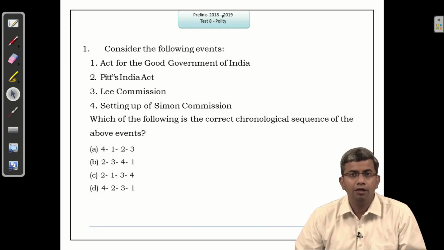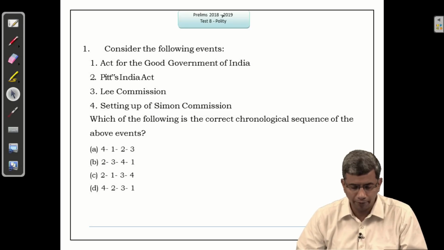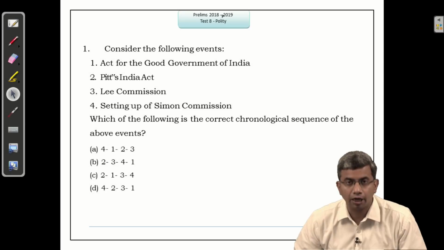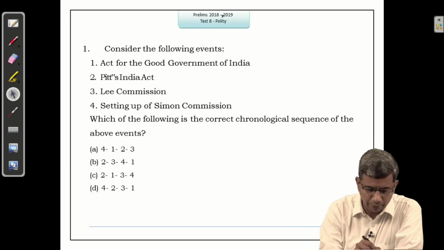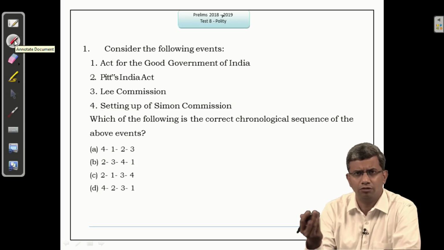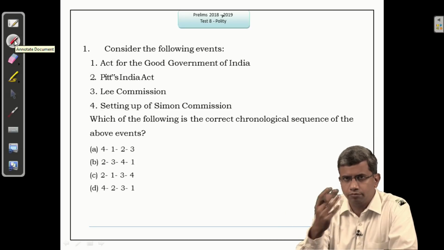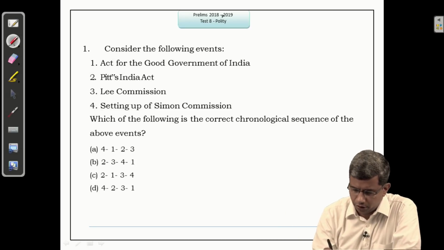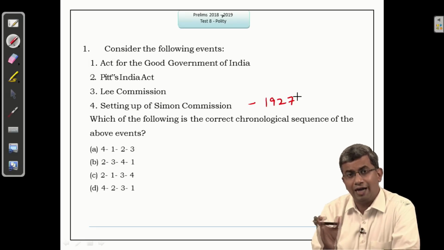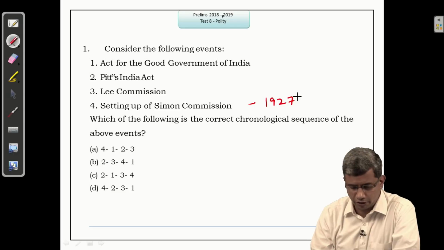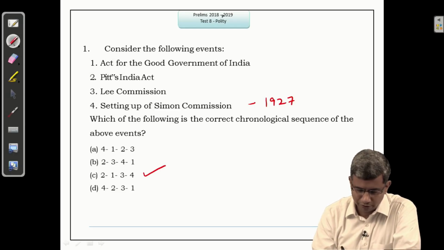So the first question: consider the following events: Act for the Good Government of India, Pitt's India Act, Lee Commission, setting up of Simon Commission. Now we know setting up of Simon Commission, all of us know Simon Commission was in 1927, so this should be one of the last of the events to have happened out of the events that are given here. So automatically, technically, you arrive at the answer.